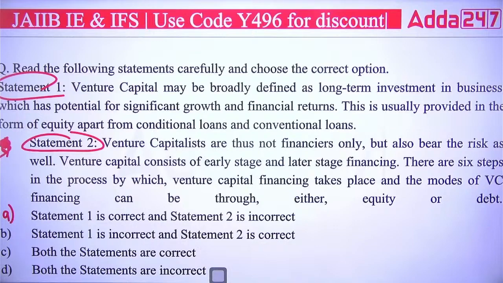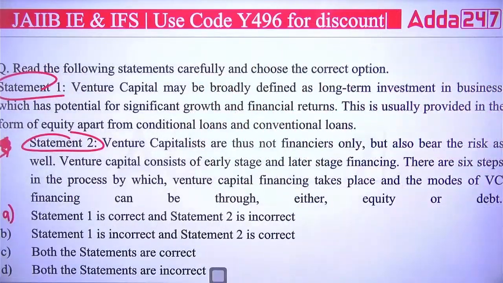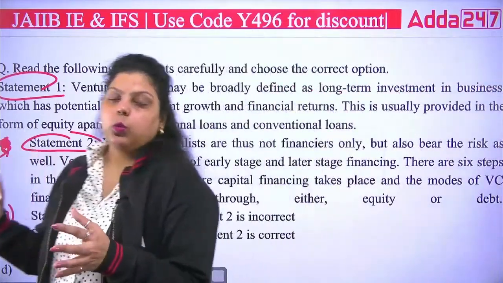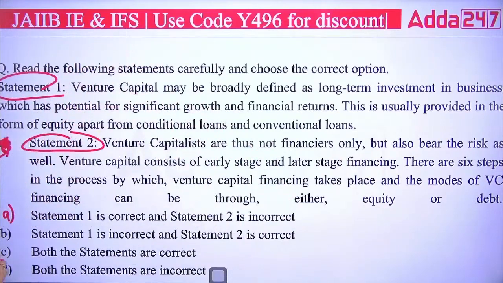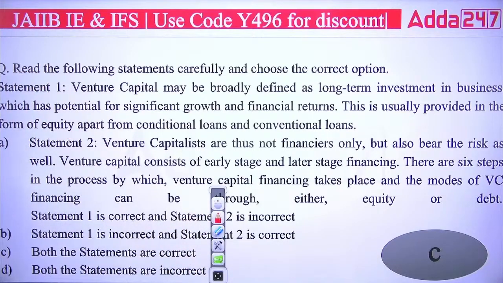Okay, well and good. I guess it's very easy to answer that first is true or not. Second is saying venture capitalists are thus not financiers only but also bear the risk as well. Venture capital consists of early stage, later stage financing. There are 6 steps in the process by which capital financing takes place and the modes of venture capital financing can be through either equity or debt. And I guess the total chapter's summary is in these 2 statements. Whatever we have discussed in today's session, this is the summary of that session and it means both the statements are correct. Okay, the right answer will be what? Both the statements are correct here about the venture capital.